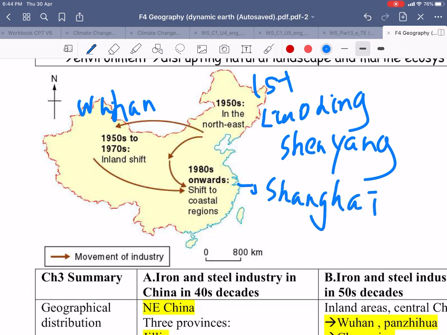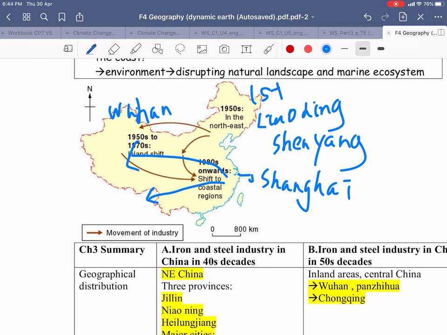And you may ask, how about the things after that? It's also moved back to inland somehow, moved to Urumqi. Urumqi should be here, sorry. Let's cross it out.